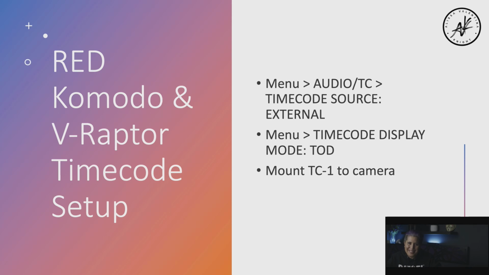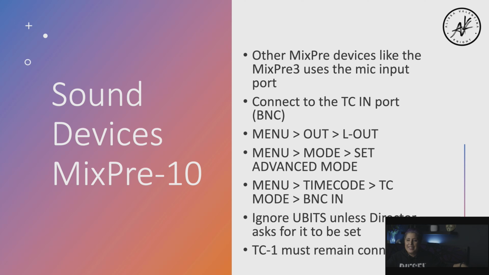Now, for the Sound Devices MixPre-10, there's a little bit more to it. Other MixPre devices like the MixPre-3 use the mic input port. I want to make that clear. Not all devices will have the BNC port like the MixPre-10. The MixPre-10 has a BNC TC in and a BNC TC out. The MixPre-10 is, of course, more expensive than the MixPre-3, but the MixPre-3 does have a mic input port, and it uses that for the timecode signal receiver.